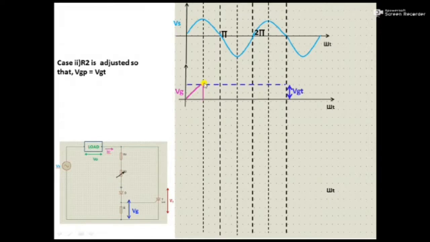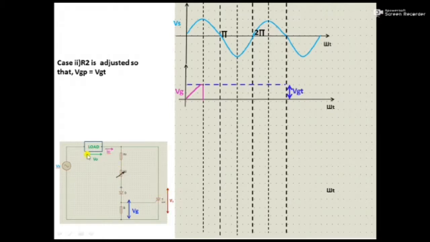So you see here, this time interval is nothing but 90 degrees. This is pi by 2. This is pi. So this is pi by 2. So at pi by 2, your thyristor is turning on. And once the thyristor turns on, the gate voltage VG will lose its control over the thyristor and it will go back to 0. It will come down to 0. So here at 90 degrees our thyristor has turned on.